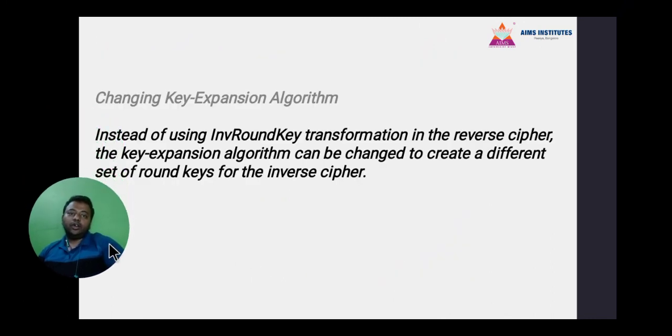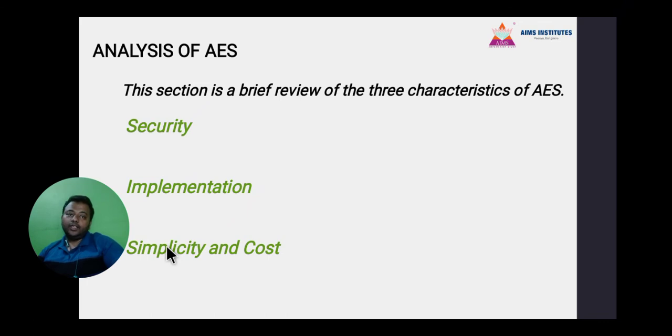Changing the key expansion algorithm: instead of using inverse round key transformation in the inverse cipher, the key expansion algorithm can be changed to create a different set of round keys for the inverse cipher. For the analysis of AES, the three major reasons why we required AES were security, implementation, simplicity, and the cost of it.